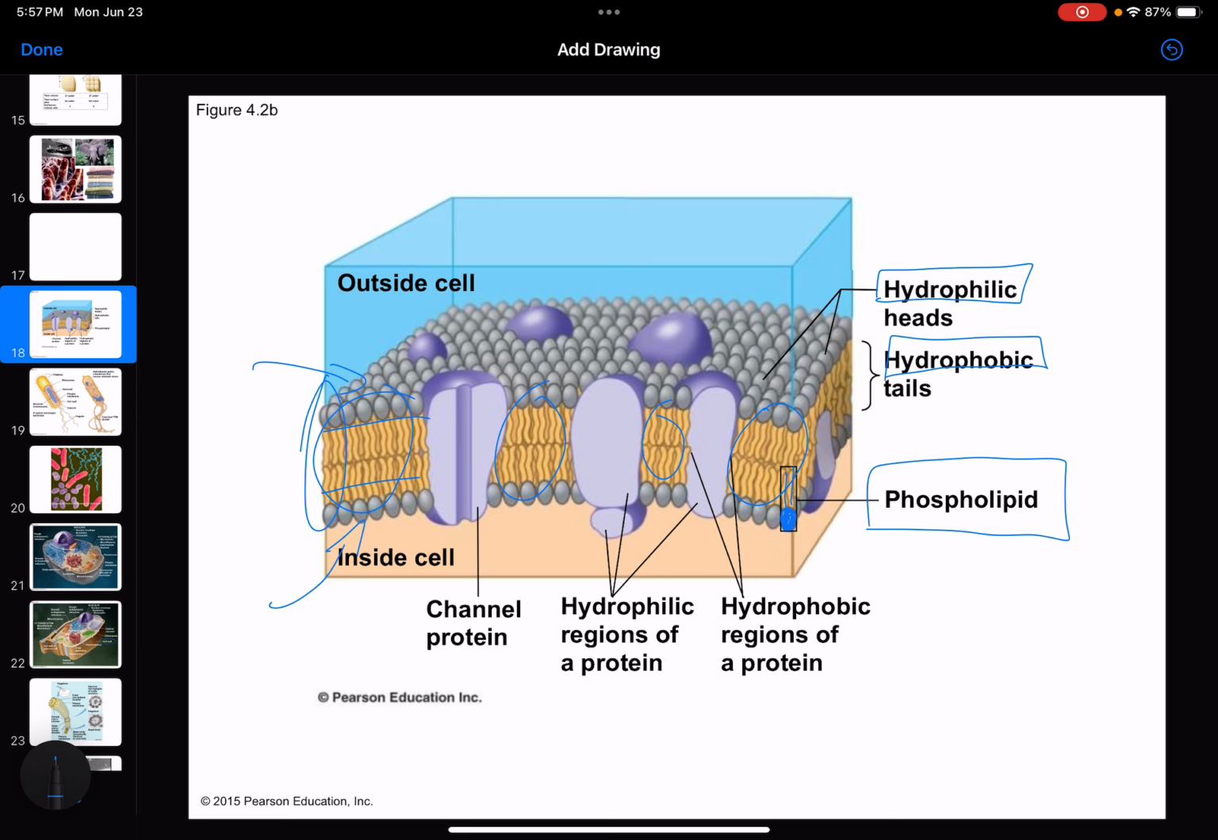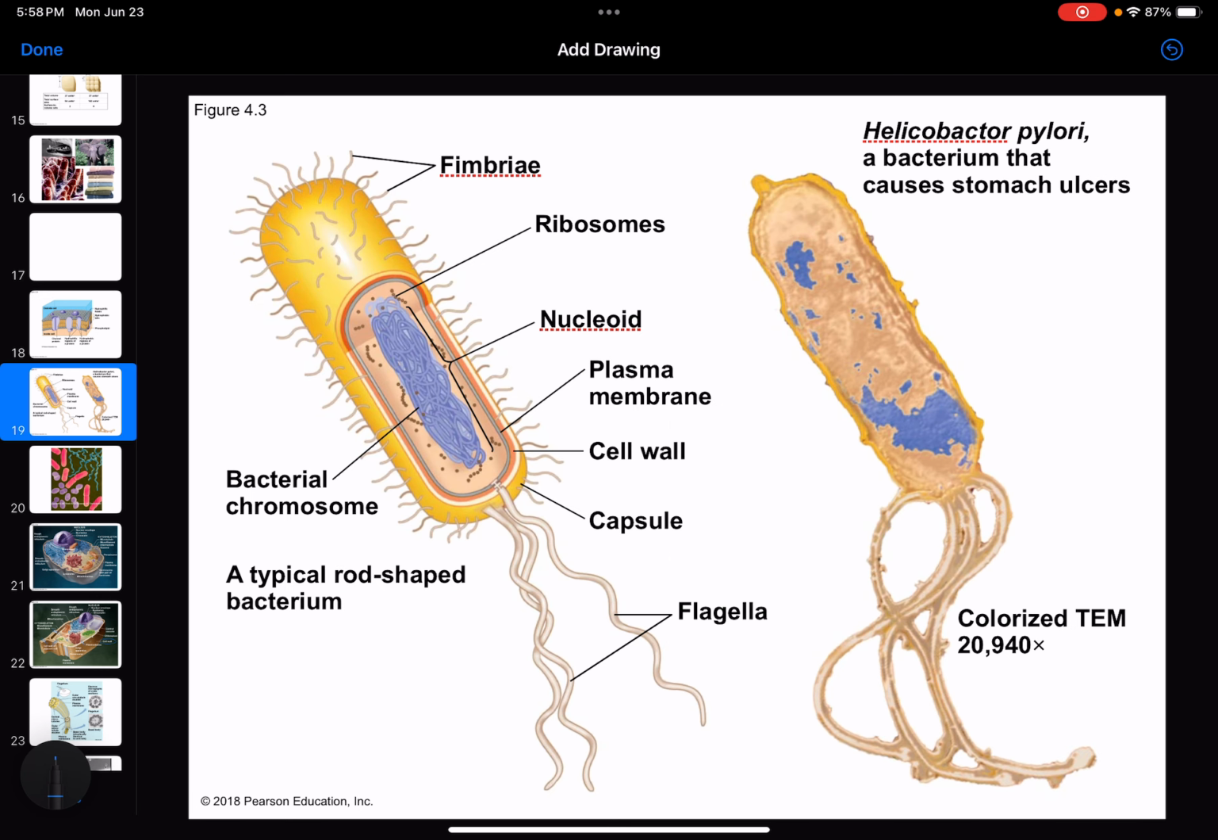Okay, those are membranes. And all cells that we talk about, all of them have membranes. All of them have a cell membrane. All cell membranes look like what you're seeing right now. Okay, let's talk about our first actual cell.